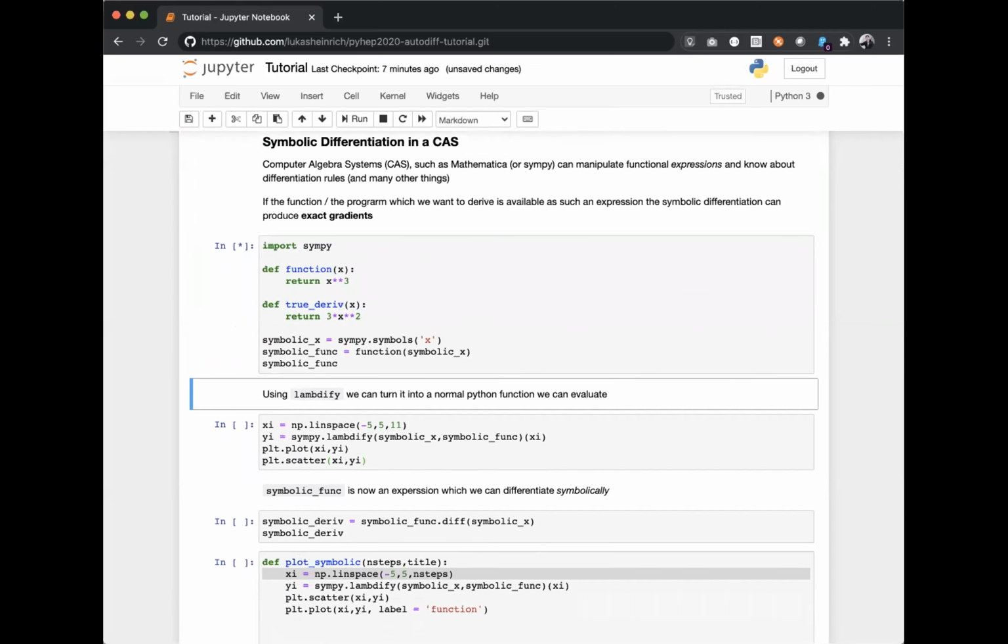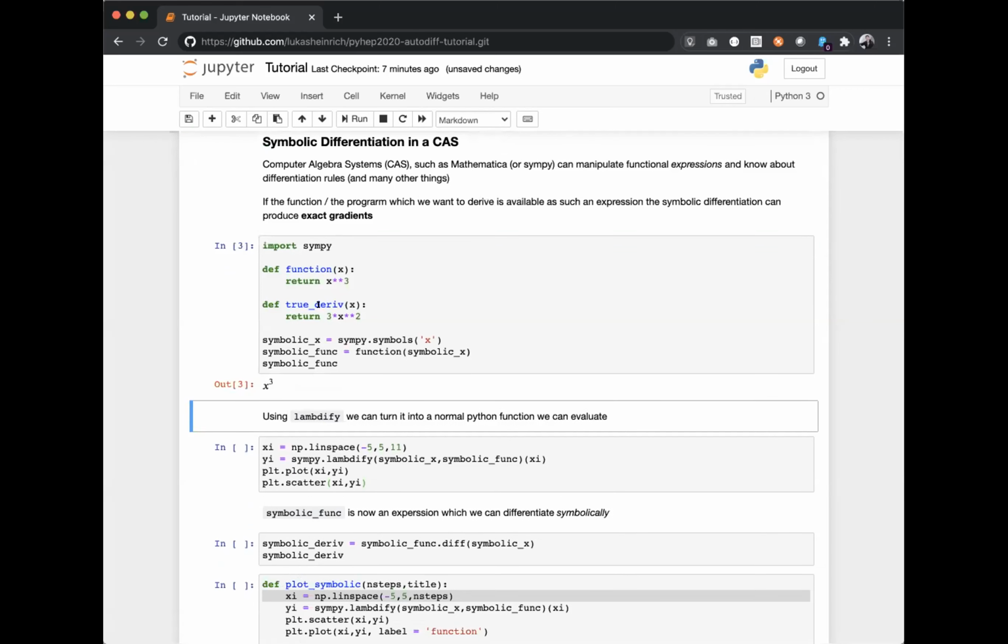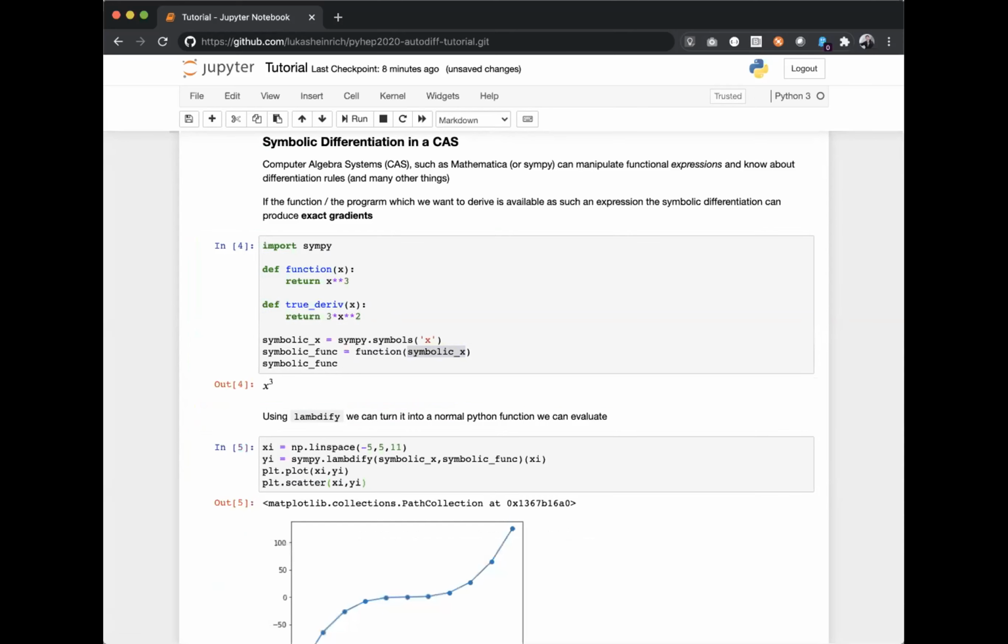So I'm going to import SymPy here. You still have these functions, like x cubed plus 3x. So that's a true derivative, 3x squared. If you apply this function to a symbol, this is not a specific value like in normal Python, but just a symbolic placeholder. And if you pass this through the function, you get a new symbolic expression, which gives you x cubed. And then this is something that you can evaluate. So you can use lambdify to evaluate the function.